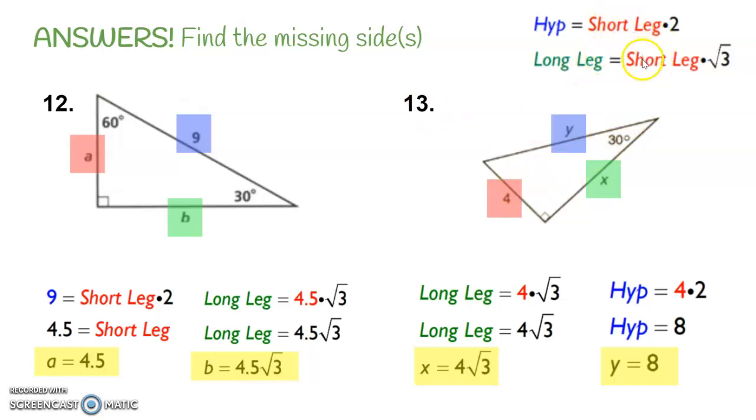either the top or the bottom. I'm going to take my short leg in my bottom formula and replace it with the 4. So long leg is equal to 4 times root 3, or 4 root 3. Your hypotenuse is whatever your short leg is times 2. So your hypotenuse is 4 times 2, or 8.